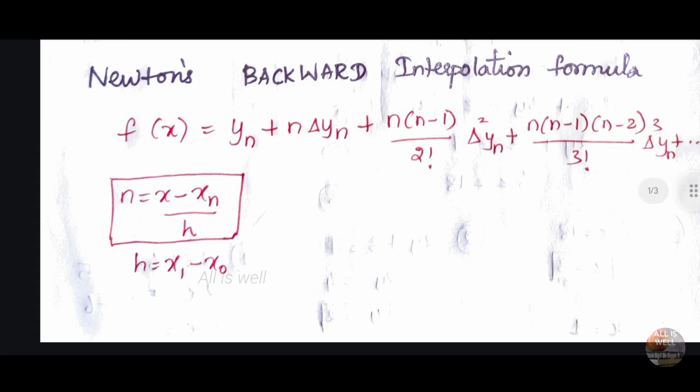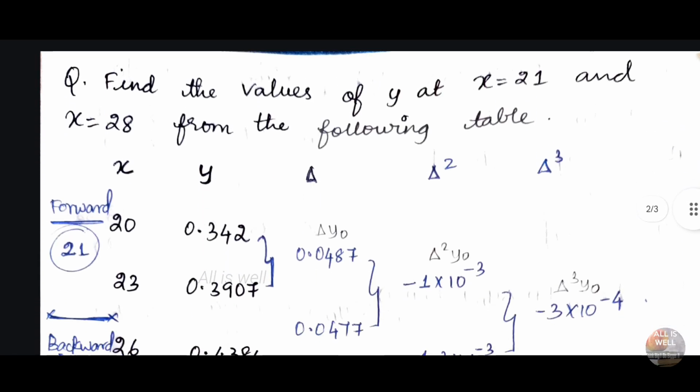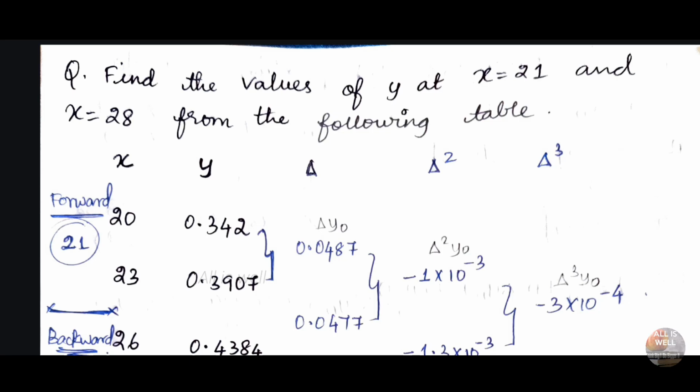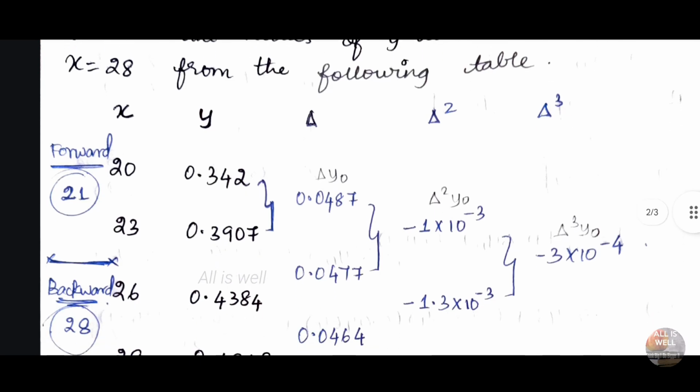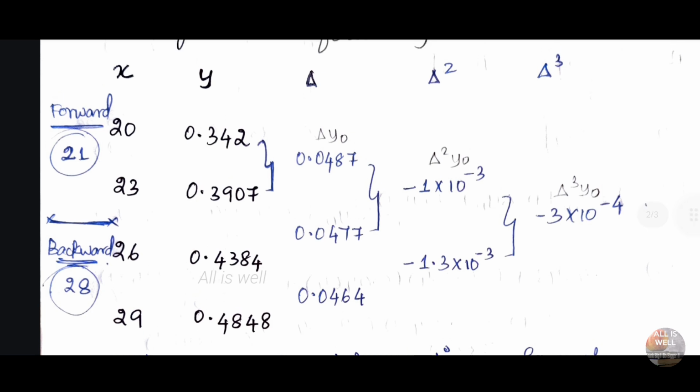We will see a problem to understand this concept in a better way. Here the question is to find the values of y at x is equals to 21 and x is equals to 28 using the following table. In the question itself, they will give the values of both x and y. Here, the del y values are just the difference between y values. Similarly, calculate del square and del cube values.